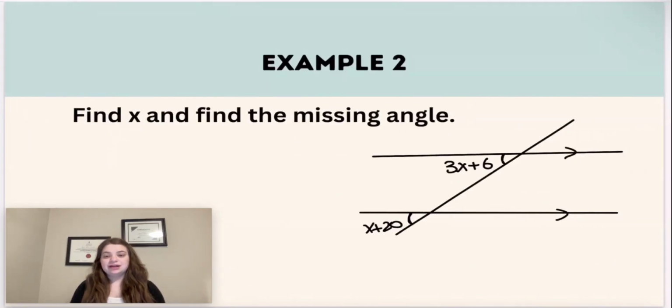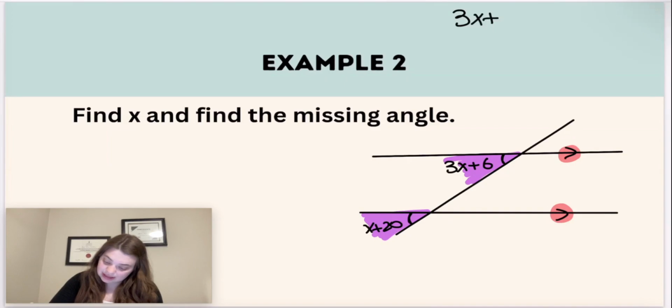Here they would like us to find x and the missing angle. So here we can see that this one is the bottom left, this angle here, and then this one over here is also the bottom left. And we can also see that these are parallel lines because of the parallel line symbols. Therefore, we know the angles are congruent. So therefore, that tells me that 3x plus 6 must be equal to x plus 20.